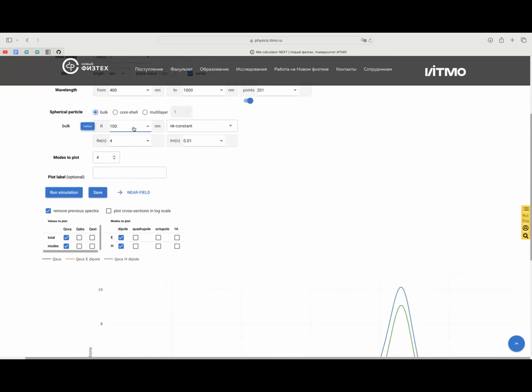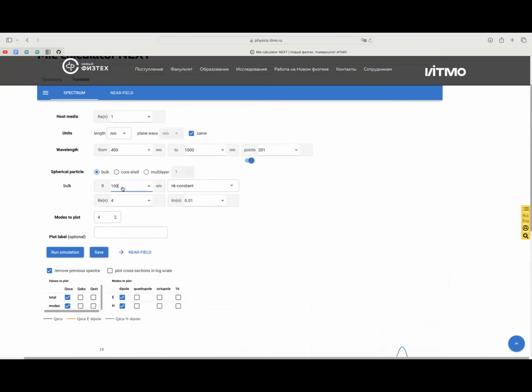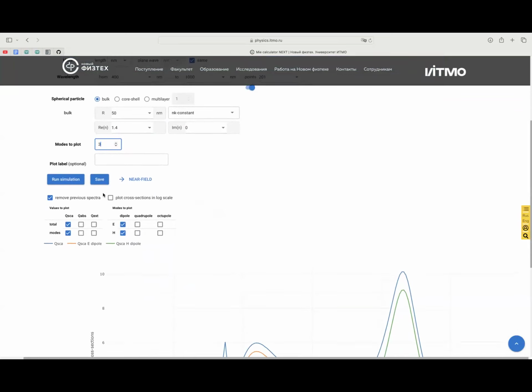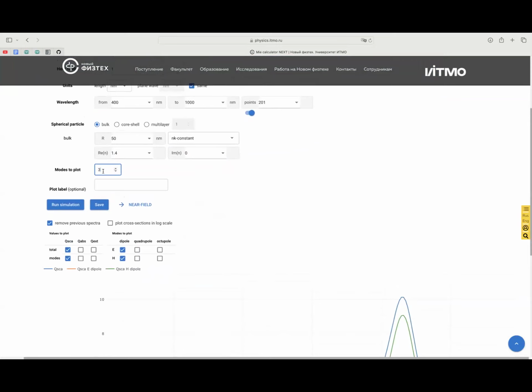And for example, let us put the radius of the sphere equal to, I don't know, 50 nanometers, and the refractive index of the sphere equal to 1.4, the imaginary part 0. And let's plot. The modes to plot correspond to L. So in this case, we'll have only L equal to 1. Here L equal to 1 and L equal to 2. Here L equal to 1, 2, 3. This is basically the dipole, quadrupole, and octupole modes.